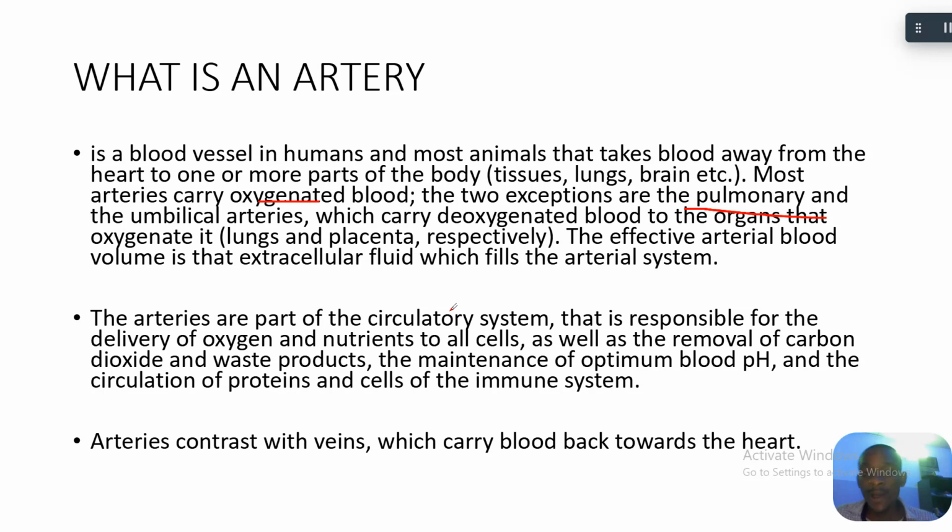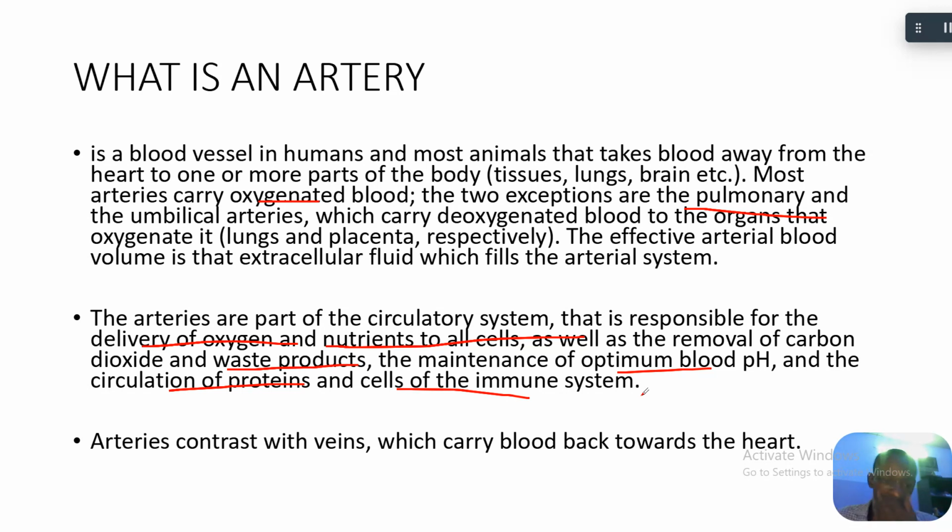You don't grab all the knowledge at once, you go step by step. Now, we say that arteries are part of the circulatory system that is responsible for the delivery of oxygen and nutrients to the cells. If you are carrying oxygenated blood, then you are delivering oxygen and nutrients, as well as the removal of carbon dioxide and waste products. Then there is the maintenance of optimum blood pH and the circulation of proteins and the cells of the immune system. Just know that you are taking blood and maintaining the pH and stuff like that.